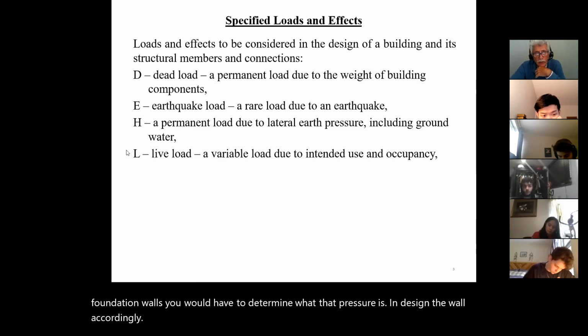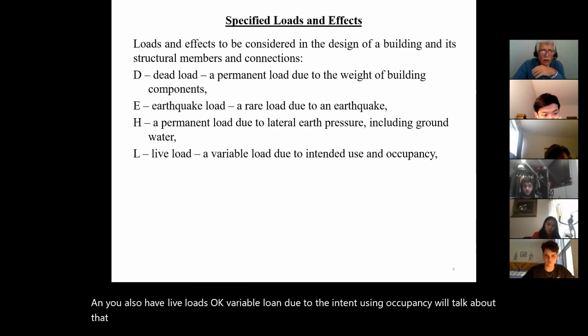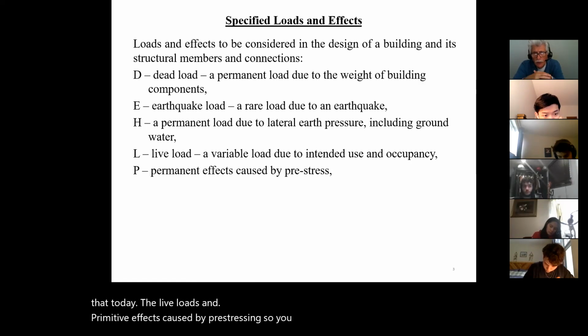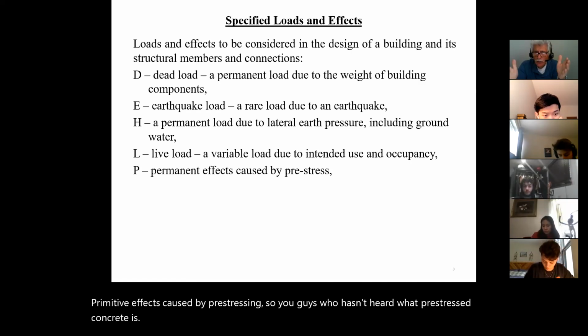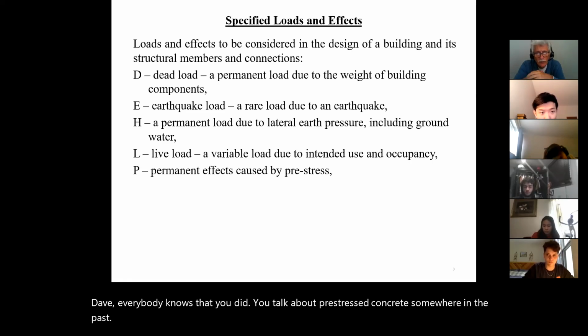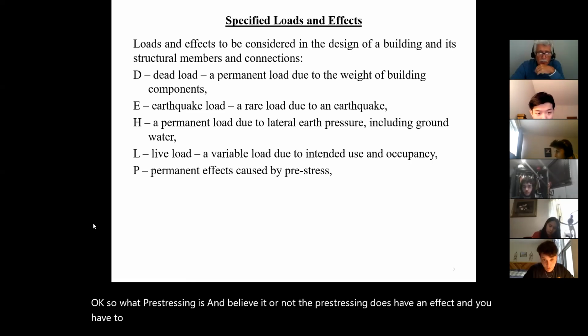You also have live loads, a variable load due to the intent, use, and occupancy. We'll talk about the live loads today. And permanent effects caused by pre-stressing. Who hasn't heard what pre-stressed concrete is? Did you talk about pre-stressed concrete somewhere in the past? Okay, so you know what pre-stressing is, and believe it or not, pre-stressing does have an effect, and you have to compensate for it when you design your member.